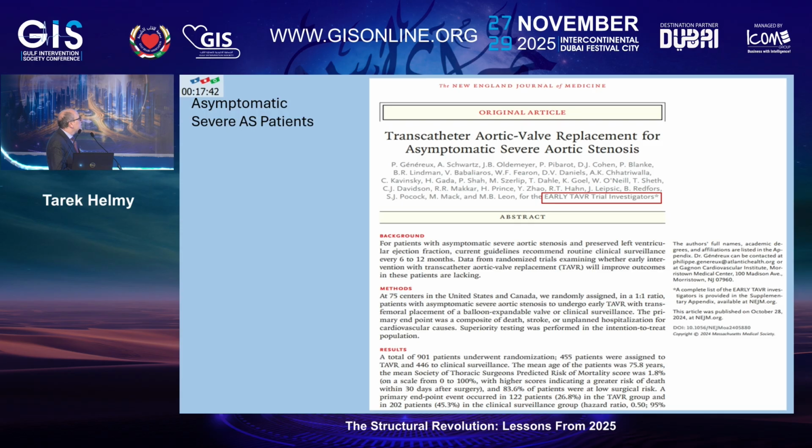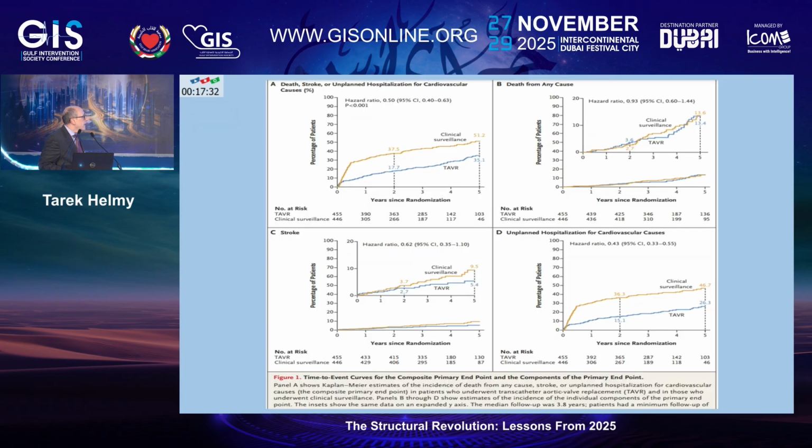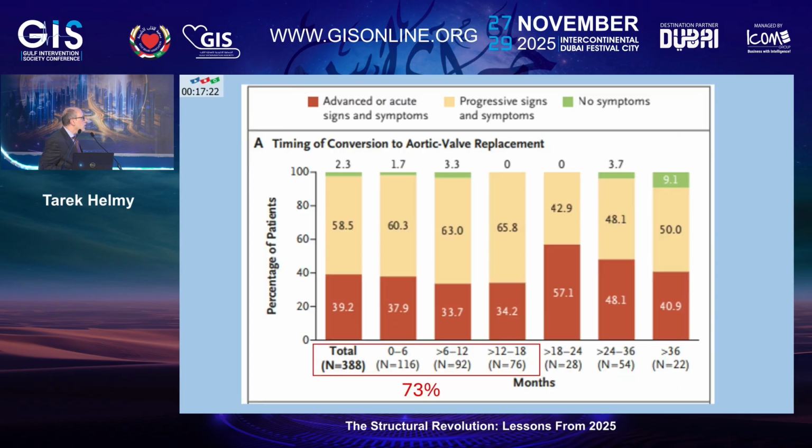Let's shift gears a little bit and talk about asymptomatic severe aortic stenosis. The previous session had a long presentation on asymptomatic patients. Early TAVR was presented, and as you can see here, there's significant improvement in the outcomes with TAVR versus clinical surveillance. This was mostly driven by unplanned hospitalizations for cardiovascular causes. And about 70% of the patients crossed over from surveillance to intervention within the first 18 months. So you can watch the patients, but you risk increased incidence of hospitalization for heart failure.